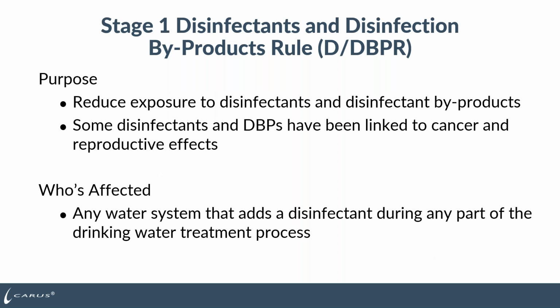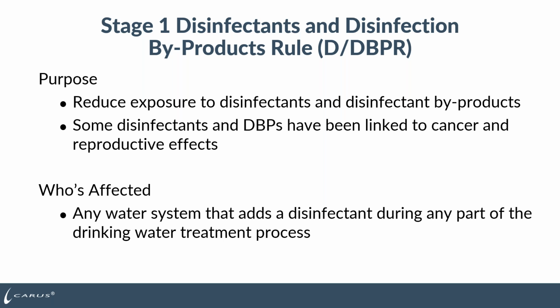Now, there are 2 rules that apply for disinfection byproducts. There was the original Stage 1 rule called the Disinfectants and Disinfection Byproducts Rule. The purpose was to reduce exposure to disinfectants and their byproducts. You can go to the EPA website and look it up, but they have the original rule and then the justification for it. What they found was that high levels of disinfectants and high levels of disinfection byproducts have been linked to cancer or increased rates of cancer and reproductive effects based on people drinking water with those exposures.